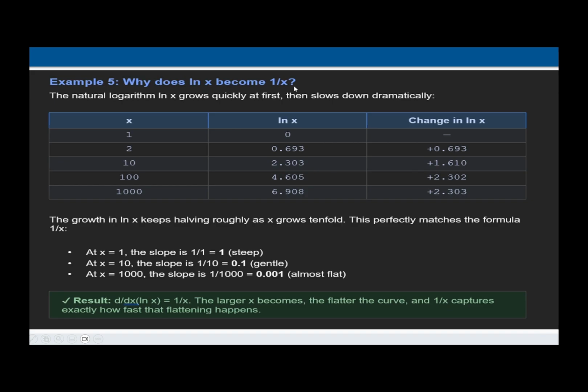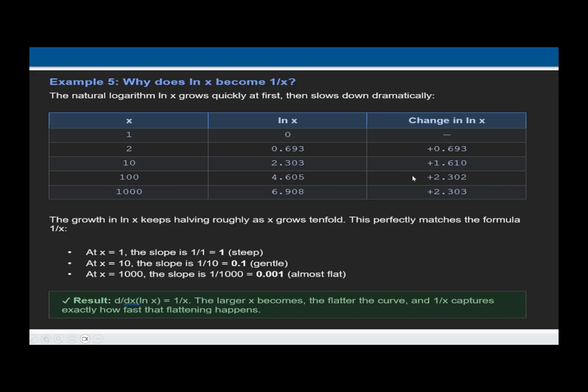Why does the derivative of log x become 1 on x? We said the natural logarithm grows quickly at first, then slows down dramatically. Like x equals 1, log x equals 0. At x equals 2, log x is 0.693, you can check it using a calculator. You see the change in log x from 0 to 0.693, then to 1.610, right?